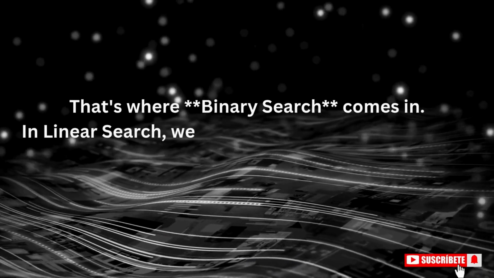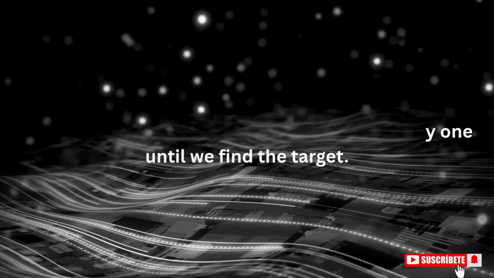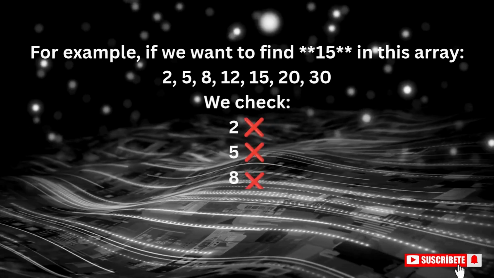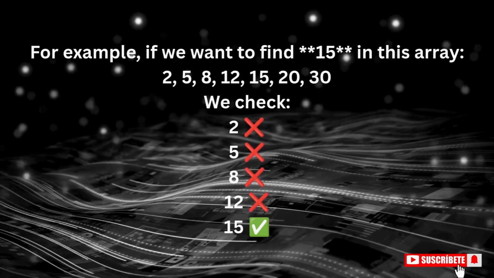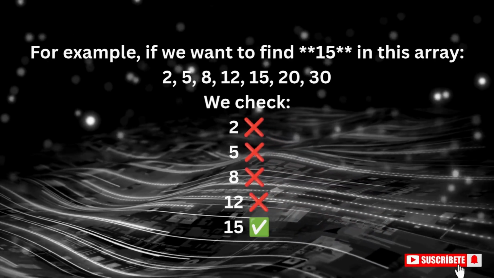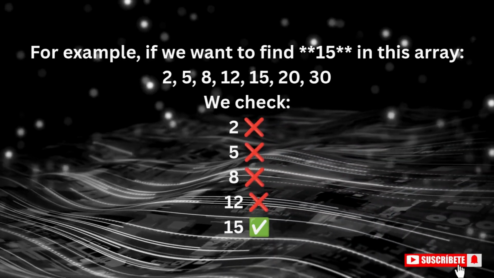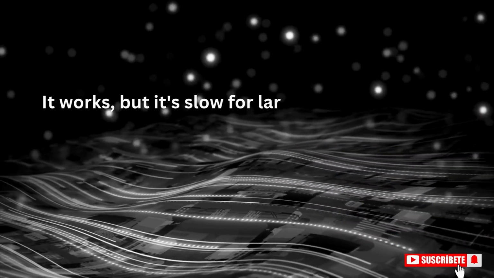In linear search, we check each element one by one until we find the target. For example, if we want to find 15 in this array, 2, 5, 8, 12, 15, 20, 30. We check 2 cross, 5 cross, 8 cross, 12 cross, 15, check mark. It works, but it's slow for large amounts of data.